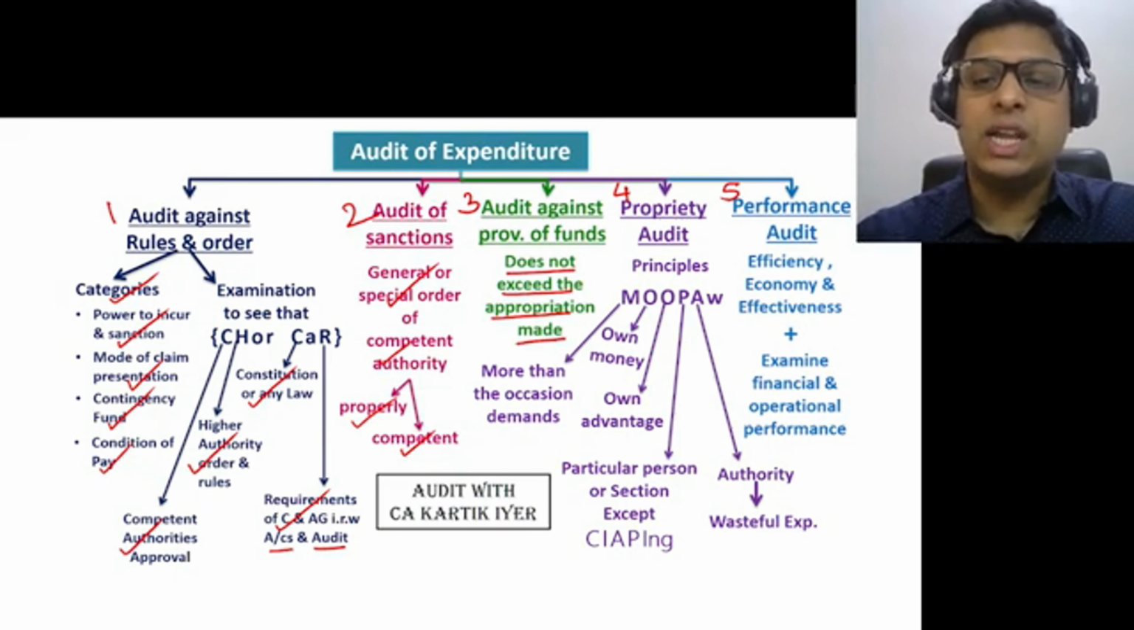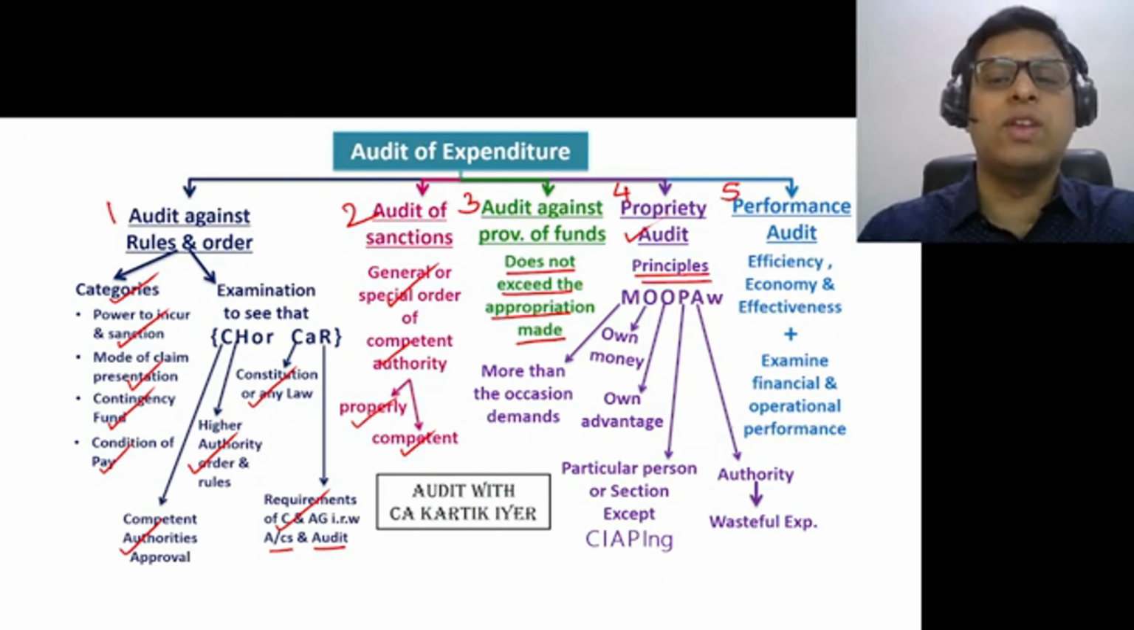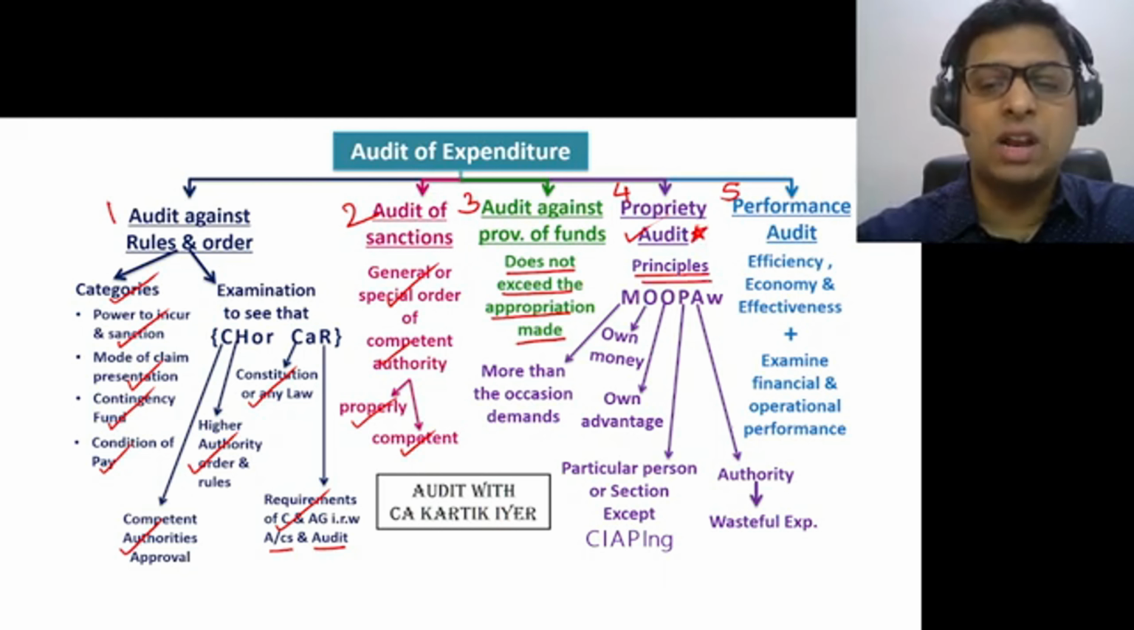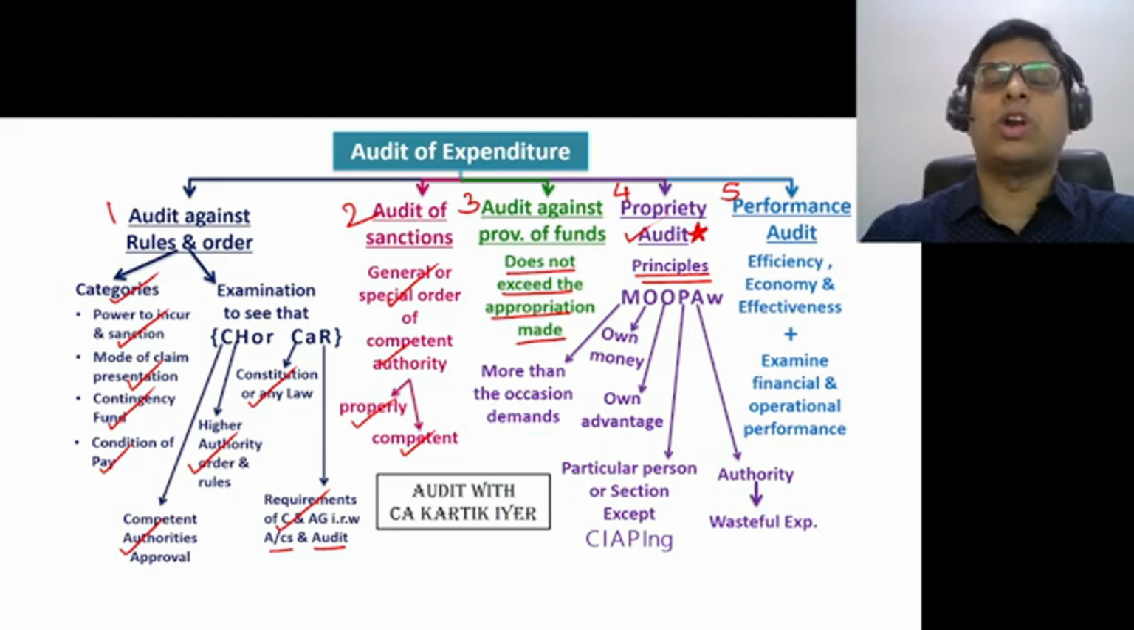Next is a very important part called proprietary audit. Proprietary audit, I've given the principles here, in my opinion, very, very important. Mark proprietary audit with a star, very, very important. So what are the principles of proprietary audit?